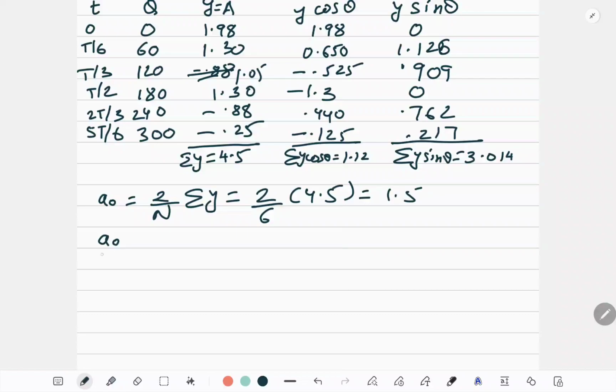And what is your constant term? A0 by 2, 1.5 upon 2, which is equal to 0.75, which is what they asked me to prove, that the direct current is 0.75. So we are done with the first part.